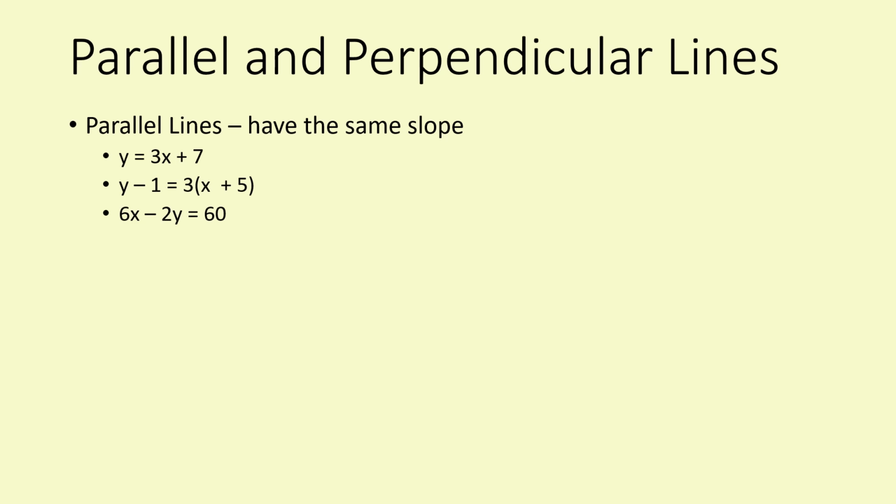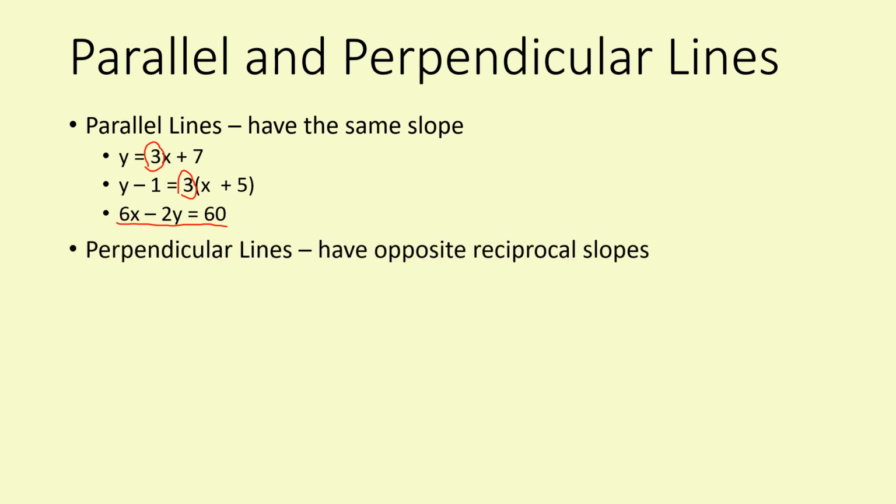Here are some examples of lines that are parallel. All these lines have a slope of 3, so we can see it here with the line in slope intercept form, here with a line in point slope form. And if we rearrange this standard form equation into slope intercept form, we would see that it also has a slope of 3.